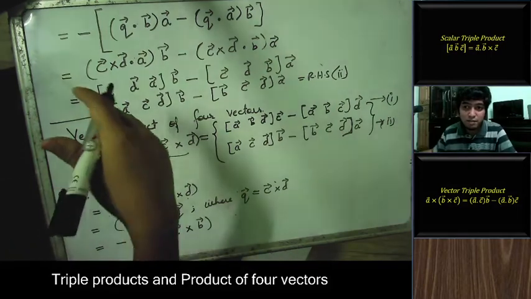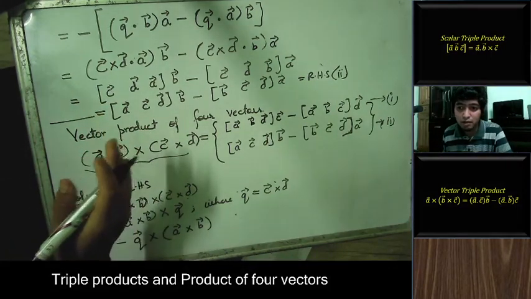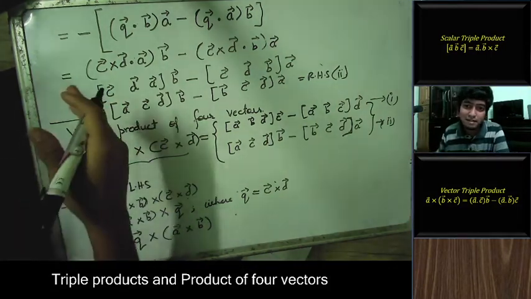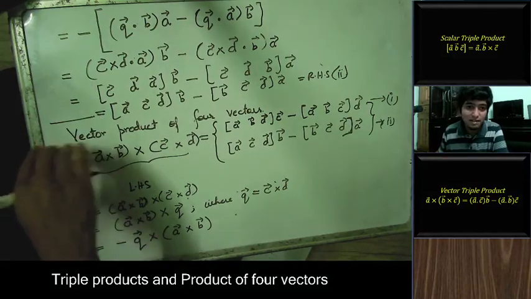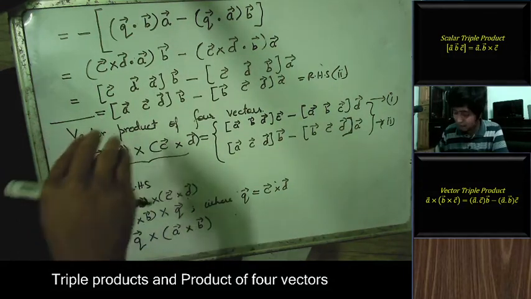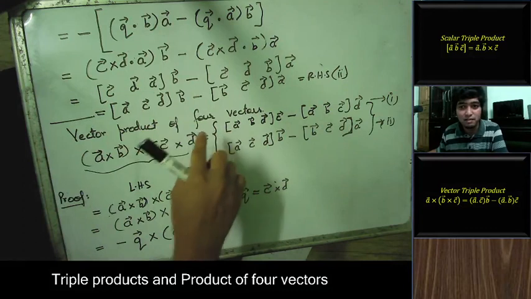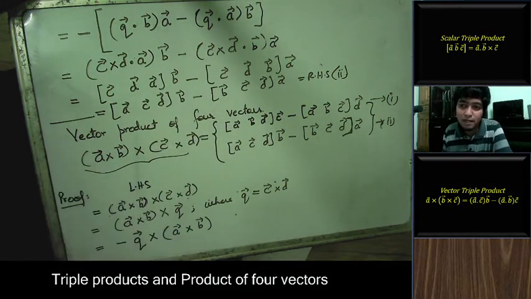Okay, so this completes the proof for both the things that we want to prove, the Lagrange's identity, which is the scalar product of 4 vectors, and the vector product of 4 vectors. That is all for today. Next time we will be doing exercises based on all the things that we have done so far.